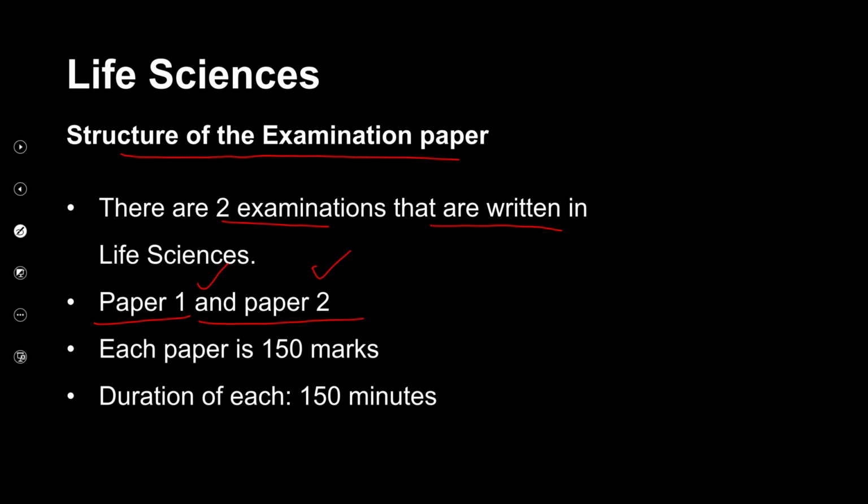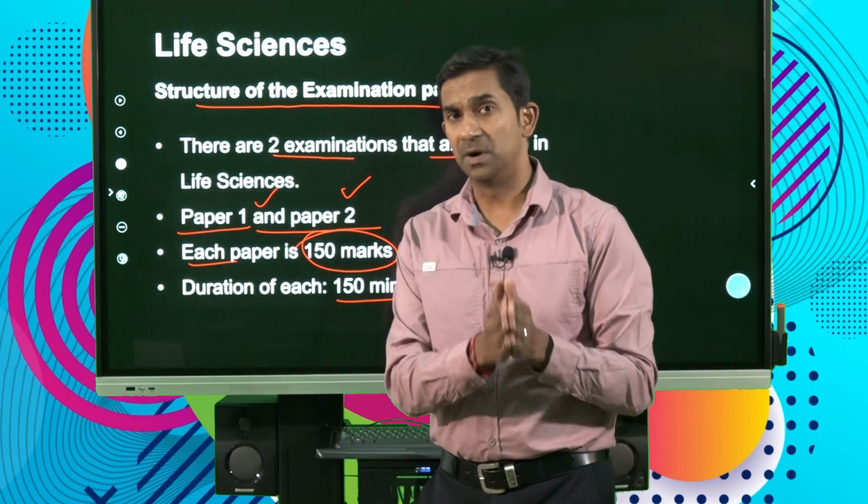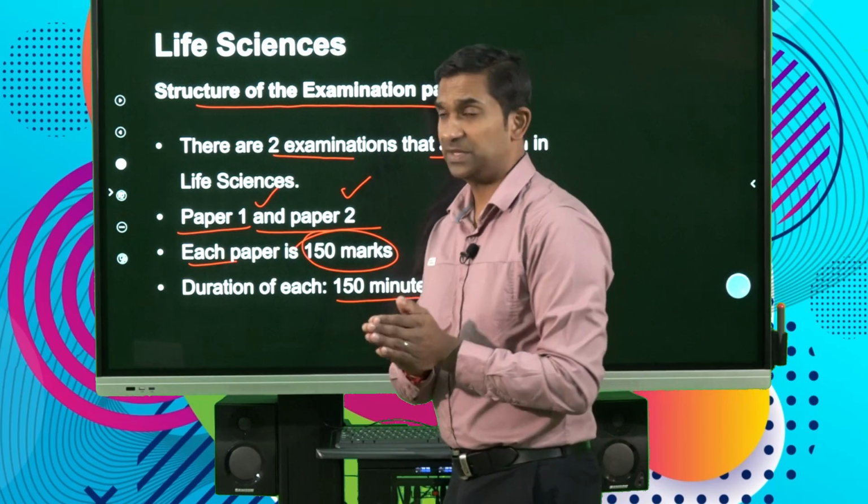We know that each paper contains 150 marks, and this is written over 150 minutes. So guys, you can do the math. You can clearly see that there's a ratio here between marks and the time that is being allocated for that.